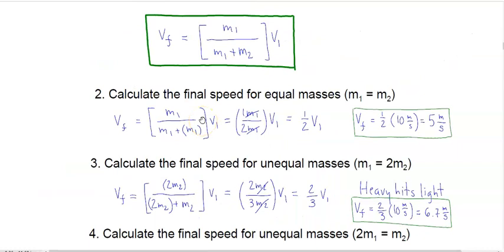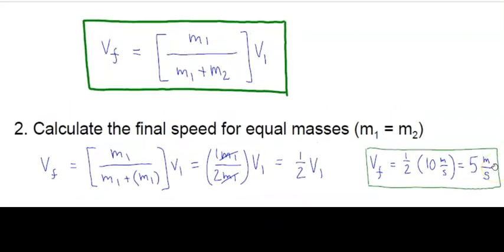Let's calculate the final speed of the two masses locked together after the collision when the masses are equal. m1 equals m2. So if m1 equals m2, and I go back to my original expression, wherever I see an m2, I'm going to replace it with an m1. And that's what I've done here. m1 divided by m1 plus another m1. However, m1 plus m1 is 2 m1. So I have 1 m1 over 2 m1, canceling the m1s, leaves me with a fraction of 1/2. So what happens here is the final speed of the two collided masses is equal to half of the original speed of the first mass.